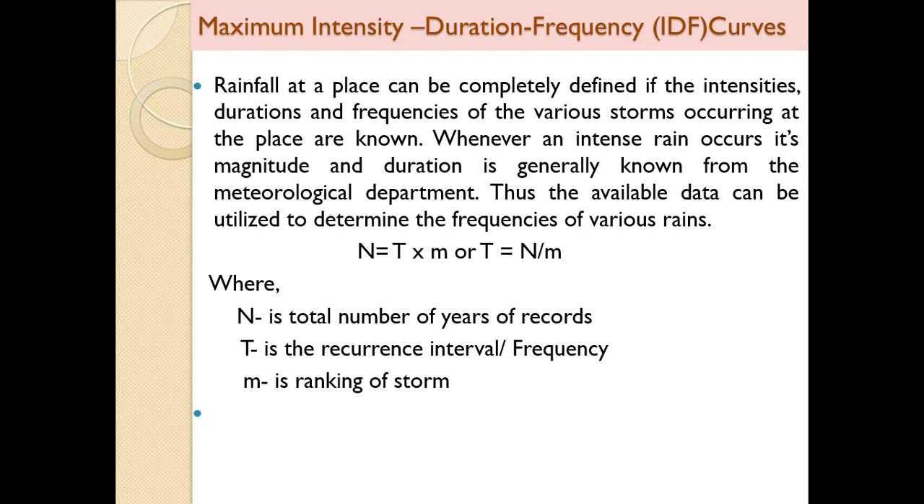So this frequency can be determined by the relationship T equals N by M, meaning frequency of intense rainfall, or the recurrence interval. Recurrence means occurrence interval, repetition of occurrence, or you can say frequency. T is the frequency, N is the total number of years of records, and M is the ranking of the storm. So by this relationship we can find out frequency.